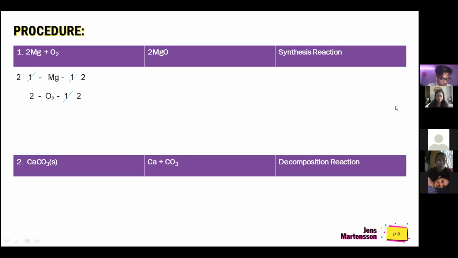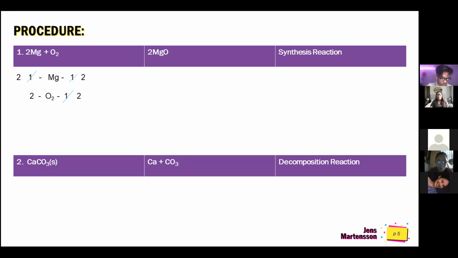So we put 2 here so that it will balance, ma'am. When we put 2 here, the magnesium becomes 2. Then we put another 2 here. So the magnesium becomes 2 again. The oxygen is 2. And on the other side, the oxygen becomes 2. So it is now balanced.